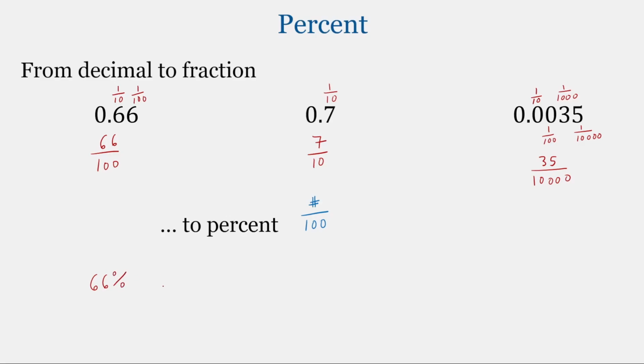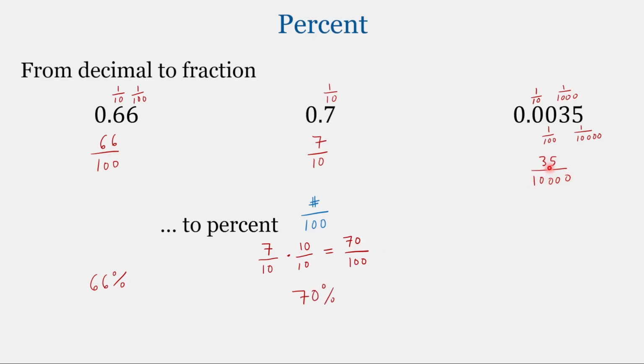With the second problem, we have 7 over 10. So 7 over 10, our denominator is 10 and not 100. To convert that to 100, well, we can multiply it by 10. Again, we can't really multiply by 10, but we can multiply by 1. So we're going to multiply both the numerator and the denominator by 10. This gives us 70 over 100. We now have a number per 100. So this is 70%.